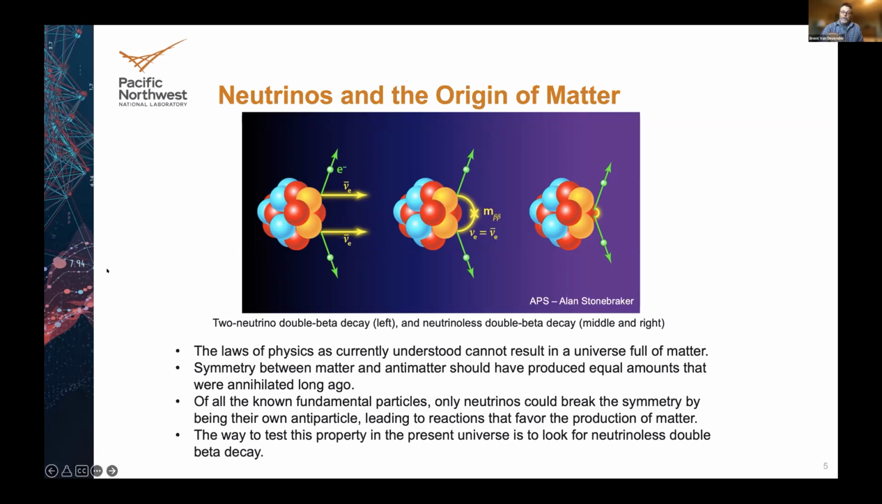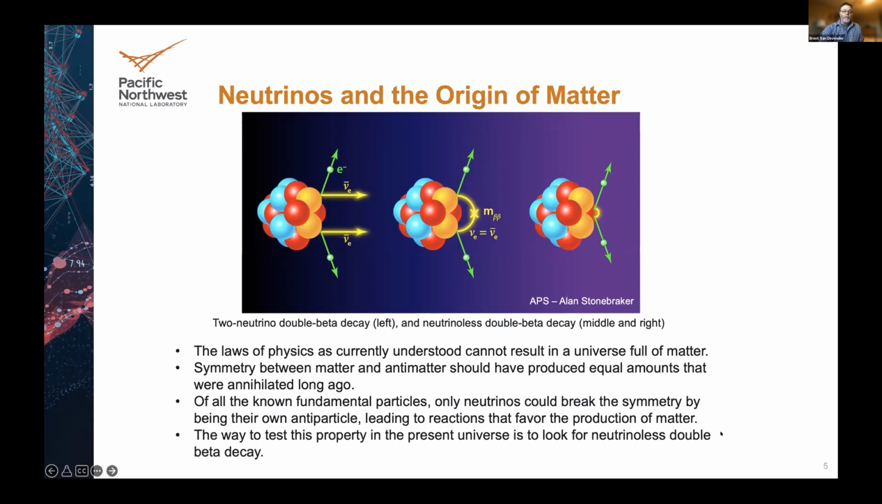Of all the fundamental particles we know about, these neutrinos actually could offer us the way out. Because they're electrically neutral, unlike, say, electrons, they could be their own antimatter particle. Through that process, they can actually break the symmetry between antimatter and matter, giving us reactions in the early universe that would have favored the production of matter.